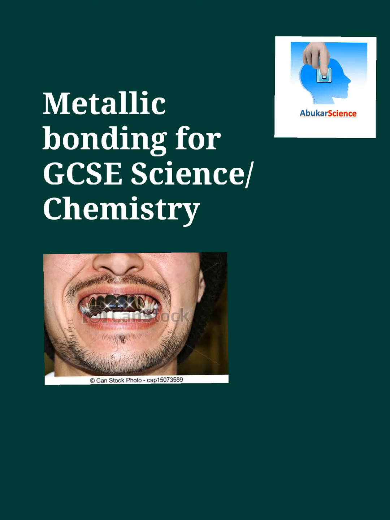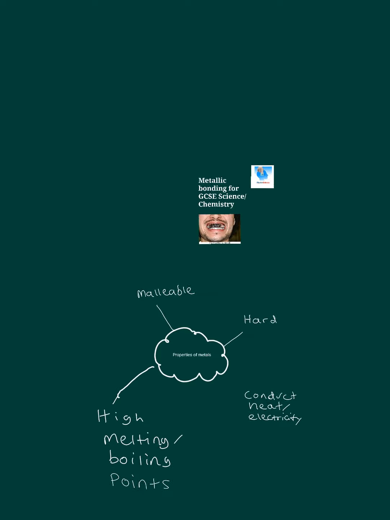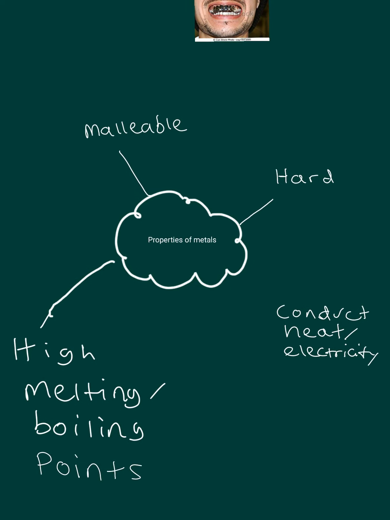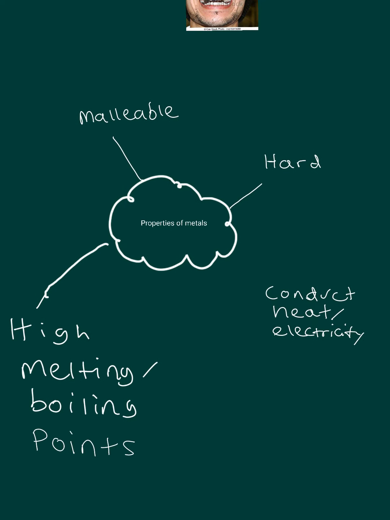In this video, we're going to be looking at metallic bonding, and we're going to look at some of the properties that arise because of metallic bonding. So I've listed some of the common properties of metals. These are the ones you're going to have to explain in a bit more detail at this level.